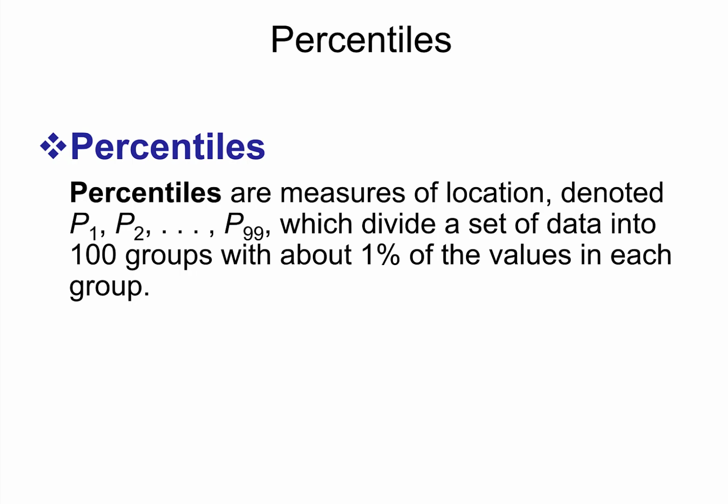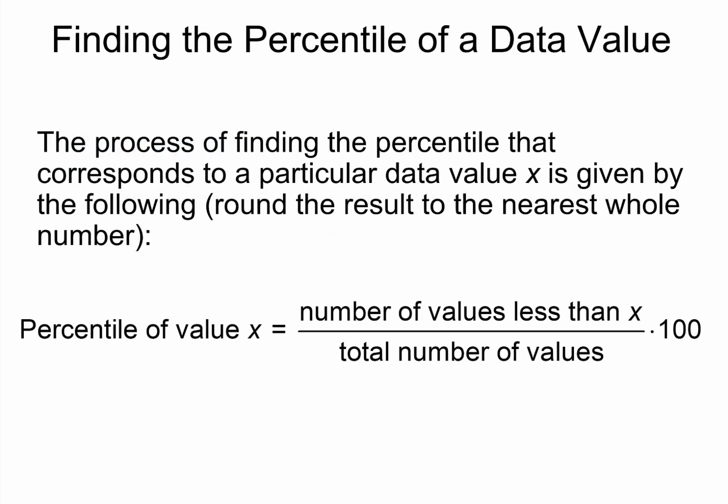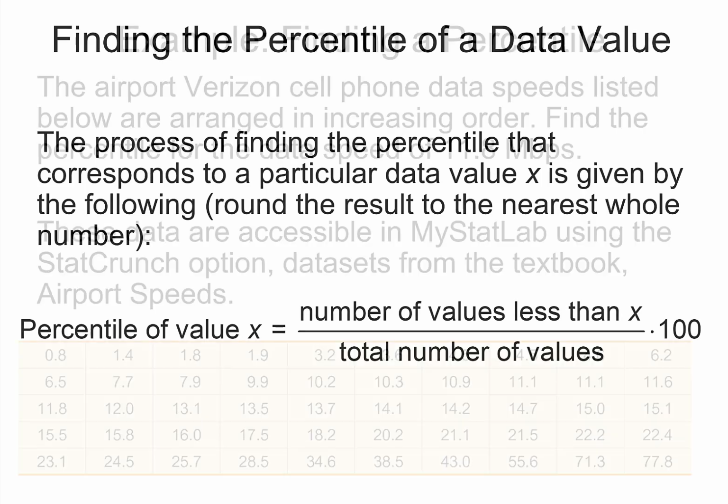Percentiles are measures of location, and they're denoted P1 through P99, and they divide a set of data into 100 groups with about 1% of the values in each group. The process of finding a percentile that corresponds to a particular data value is given by this formula. The number of data values less than the data value of interest, divided by the total number of data values in the data set, and then multiplied by 100.